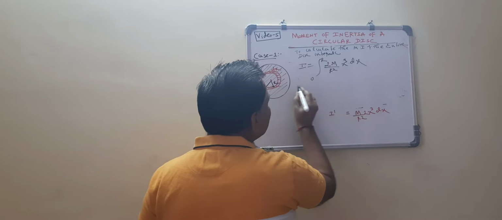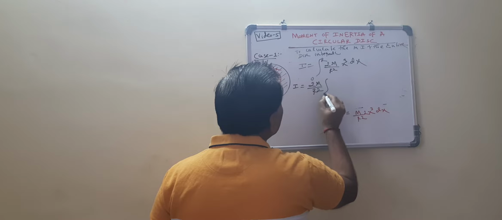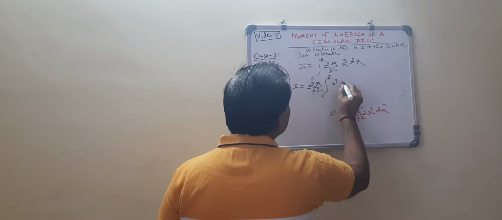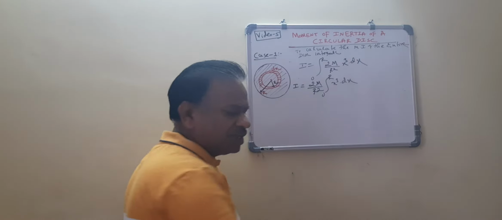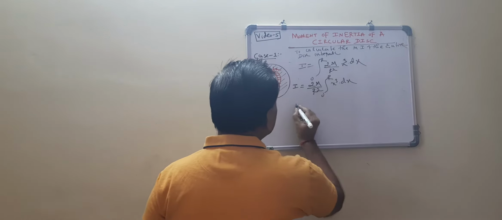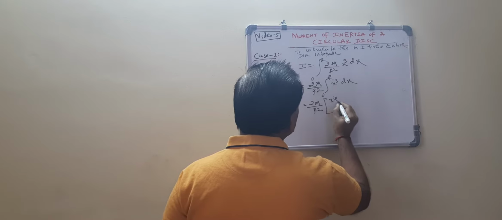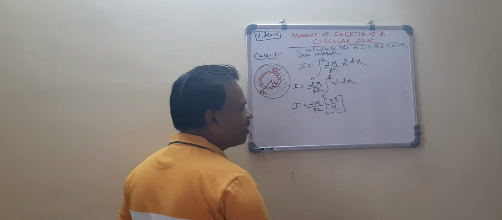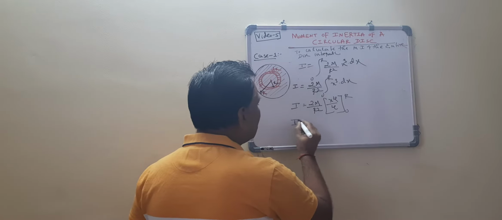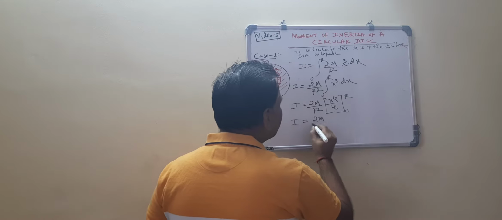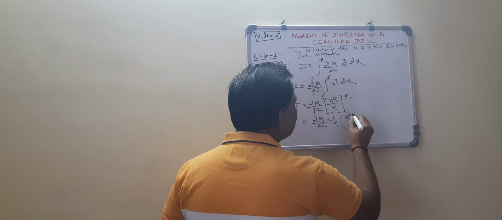M is constant, R is constant, so I can write 2m divided by r square, integral 0 to r, x cube dx. Now integration of x cube equals x to the power of 4. It is I equal to 2m divided by r square into x to the power of 4 divided by 4, between 0 and R. Now I equal to 2m divided by r square into 1 by 4, r to the power of 4.